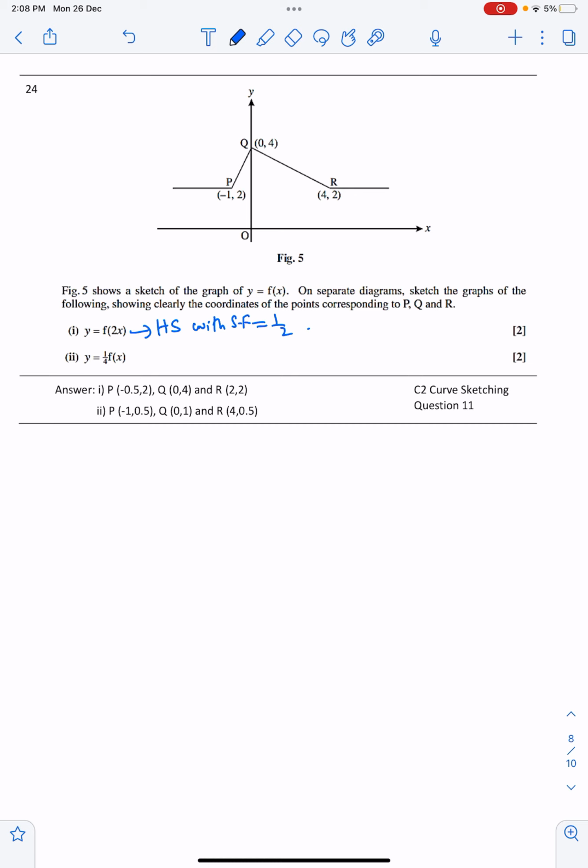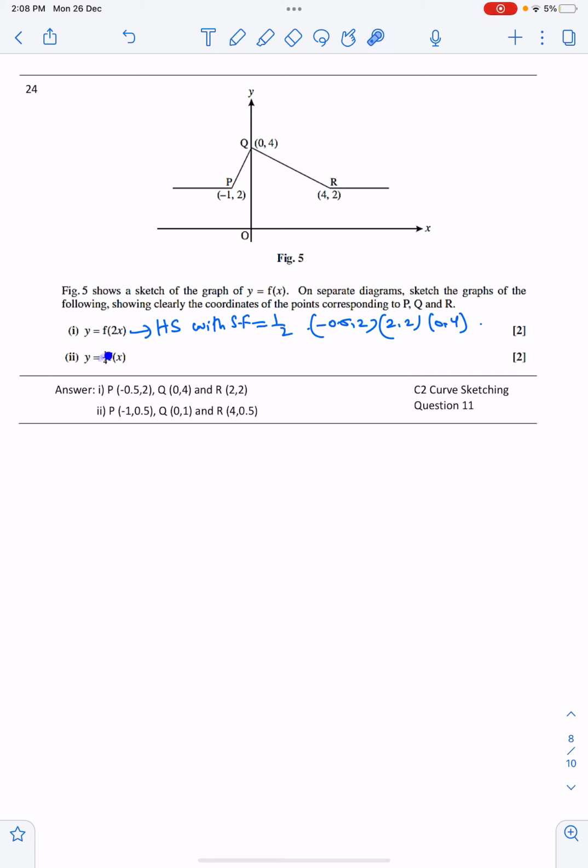So you have to take the point negative 1 comma 2. If the distance becomes half, it will be minus 0.5 comma 2. So I am writing it down, minus 0.5 comma 2. This distance, which is 4 comma 2, will go on to 2 comma 2, and this point will remain as it is, because it lies on the invariant line, the y axis. In case of horizontal stretch, the y axis is the invariant line.